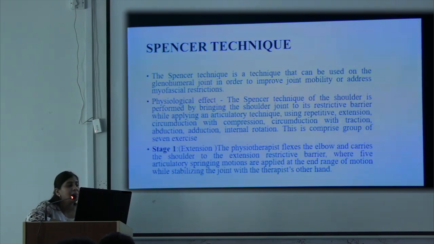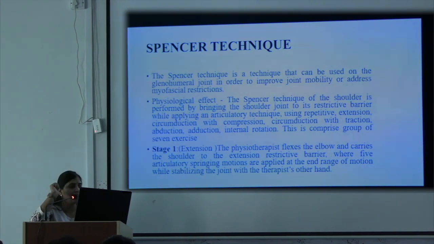in order to improve joint mobility or address myofascial restriction. The physiological effect of the expansions technique is that the shoulder is brought to its restrictive failure while applying articulatory technique using repetitive extension, circumduction with compression, circumduction with traction, adduction, and internal rotation. This comprises a group of 7 exercises.